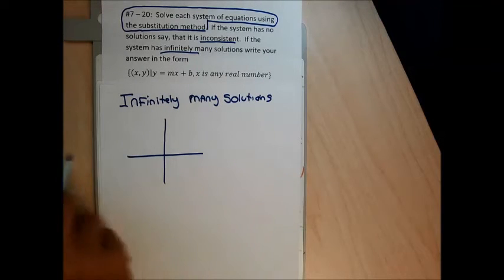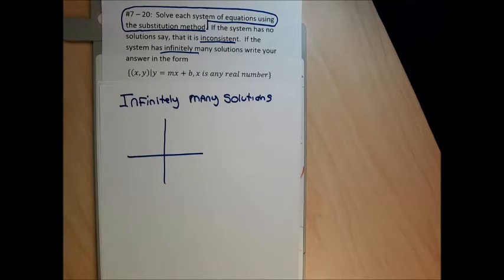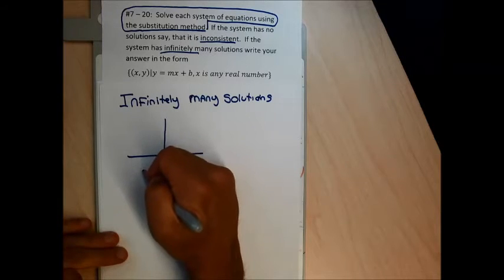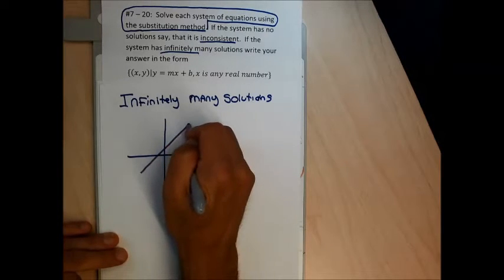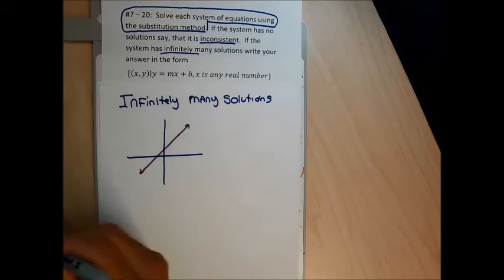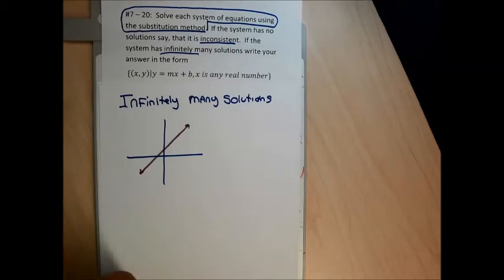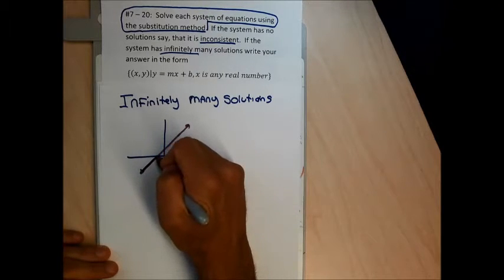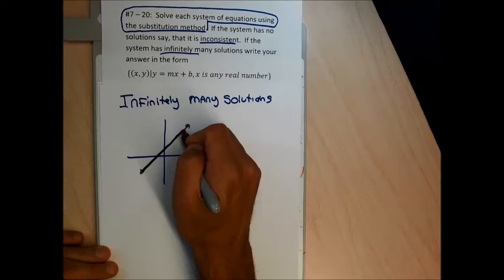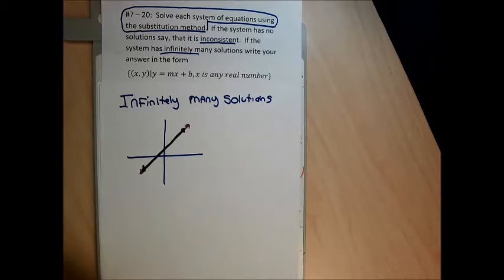Graphically, there are infinitely many solutions if you went to graph the first equation and then you followed it up with a graph of the second equation, and the graphs were right on top of each other. If they graph to be the same line, then every point on the line is on both lines, and there's infinitely many points on the line, so there's infinitely many solutions.